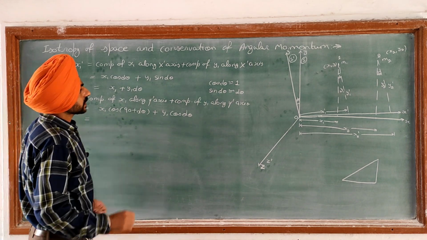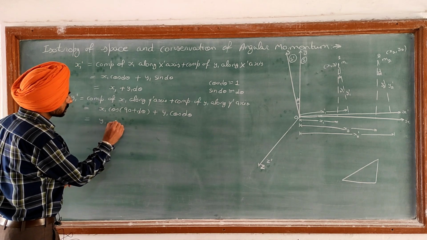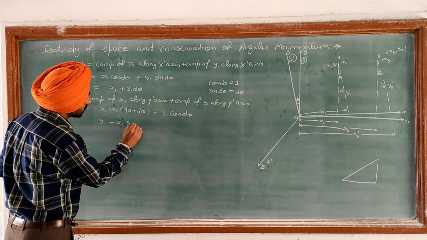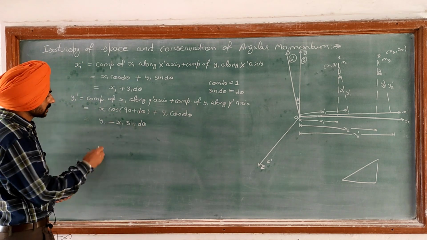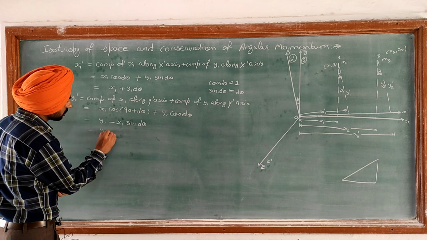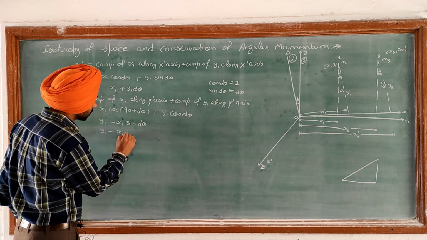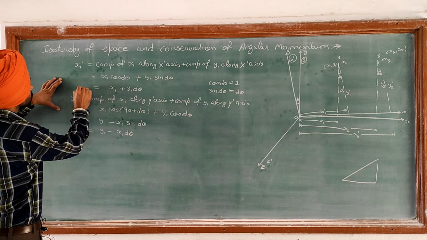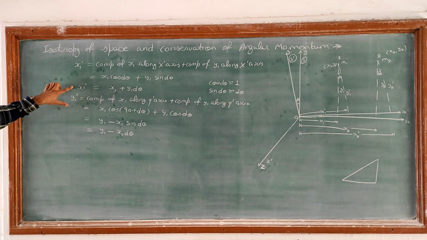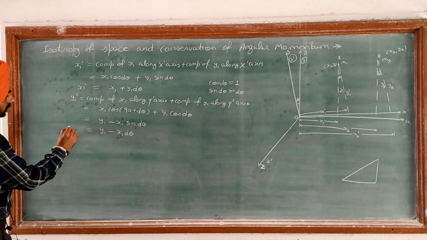As we know, d theta is very small, so cos d theta is almost 1. So this term is y1. This term is minus x1 sin d theta, since cos of 90 plus d theta is minus sin d theta. So we can rewrite it as y1 minus x1 sin d theta, and sin d theta is d theta. So we have the relation for x1 prime: x1 prime is x1 plus y1 d theta, and y1 prime is y1 minus x1 d theta.